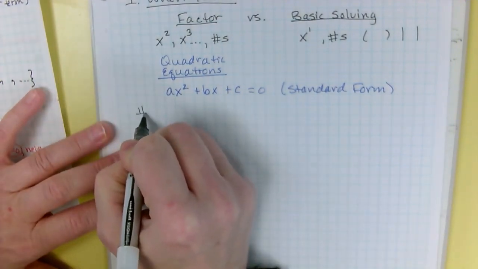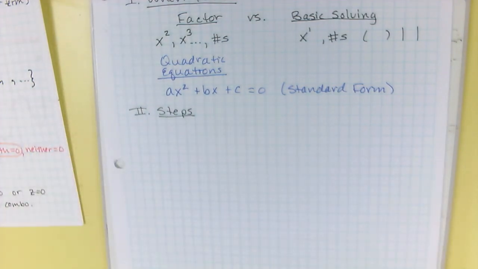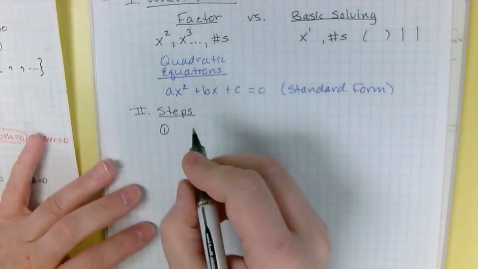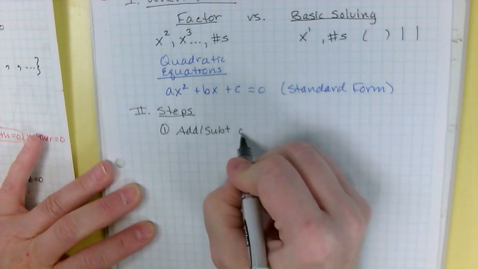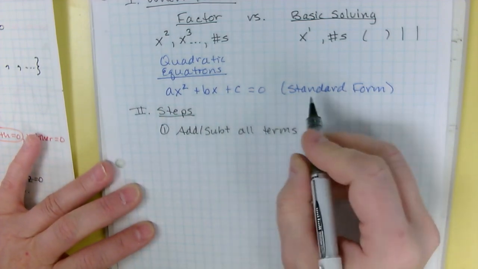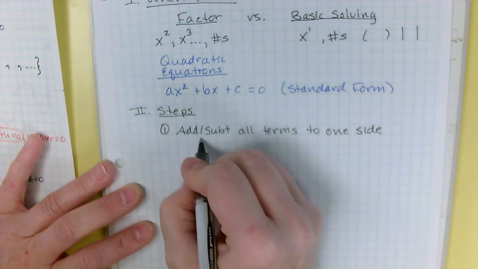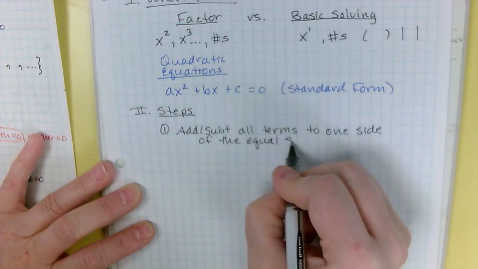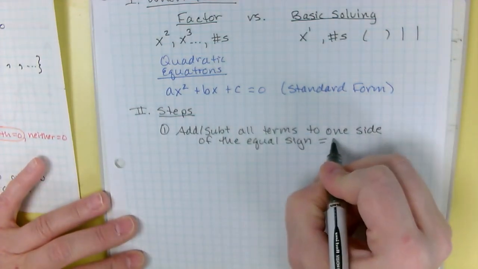All right, so Roman numeral 2, what are the steps? How do we go about doing a solving problem with factoring? All right, step number 1 is you are going to add or subtract all terms to one side of the equal sign, which means it will be equal to 0.